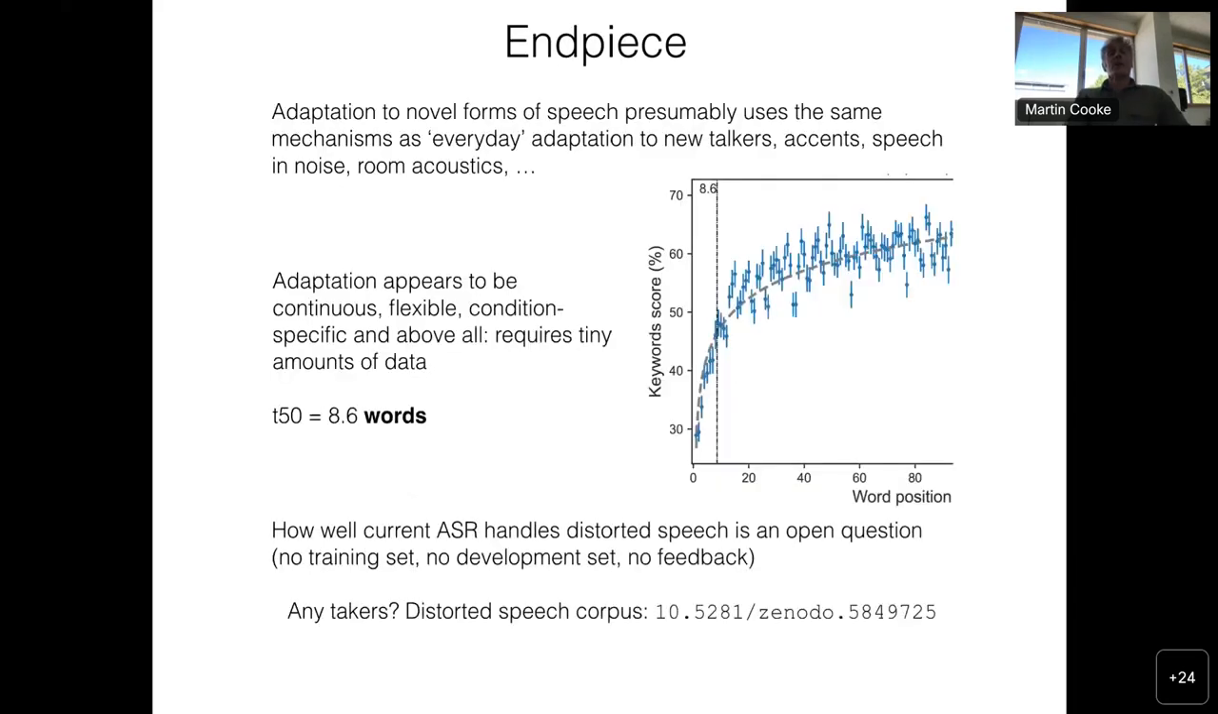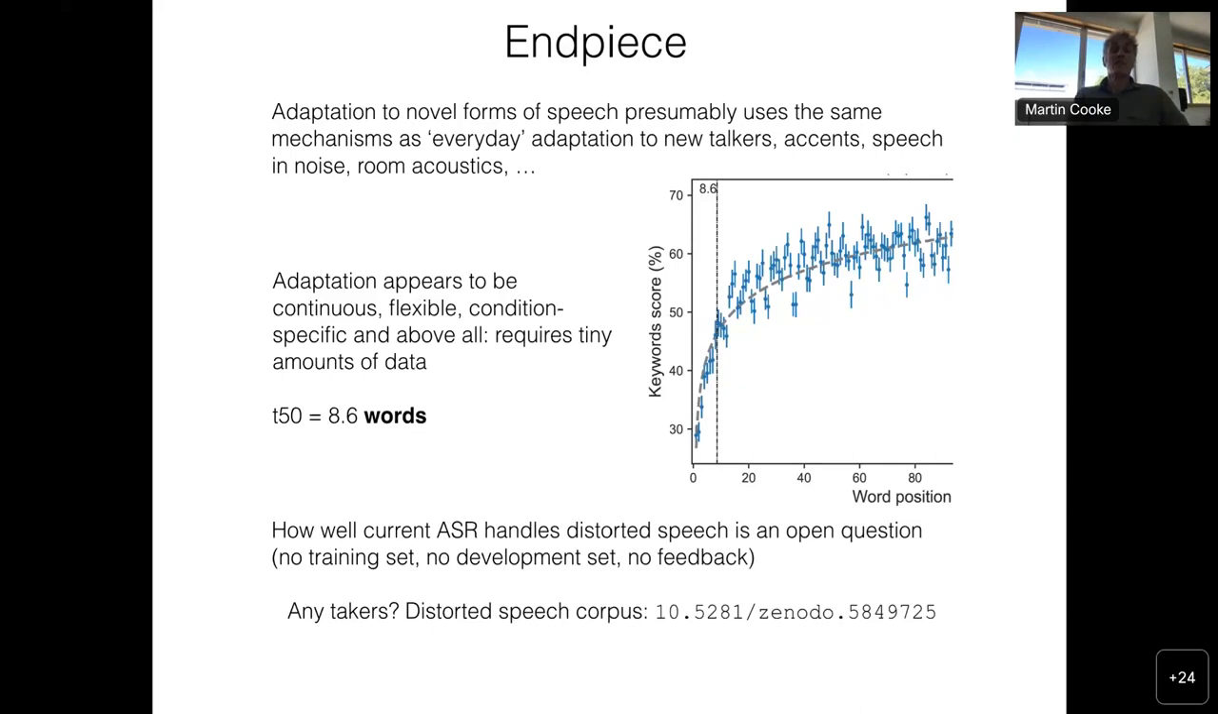So what does all this mean? Well, when you think about it, we're adapting all the time. We're adapting to new talkers, new accents, room acoustics, etc. It's not surprising that we're going to be using the same mechanisms when an evil experimenter starts throwing distorted speech at us. We've got nothing else to fall back on. And it's interesting that similar time constants of adaptation for rapid adaptation are present in both cases.